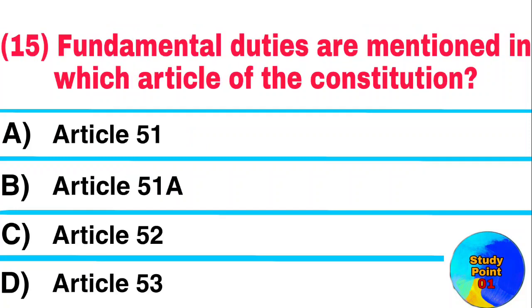Question. Fundamental duties are mentioned in which article of the Constitution? A. Article 51. B. Article 51A. C. Article 52. D. Article 53. Answer. Article 51A.